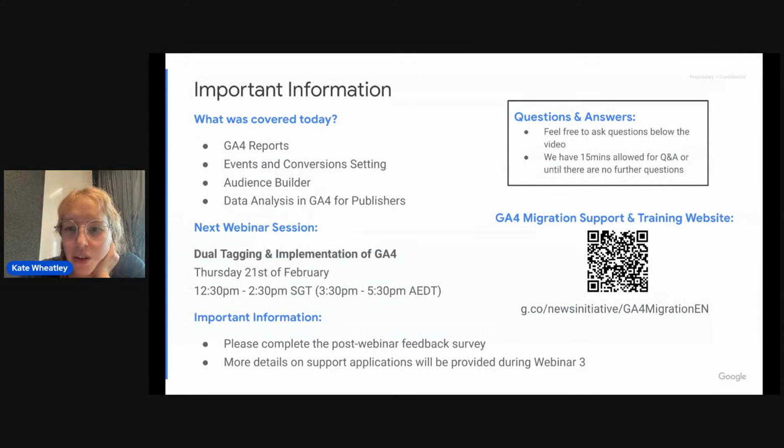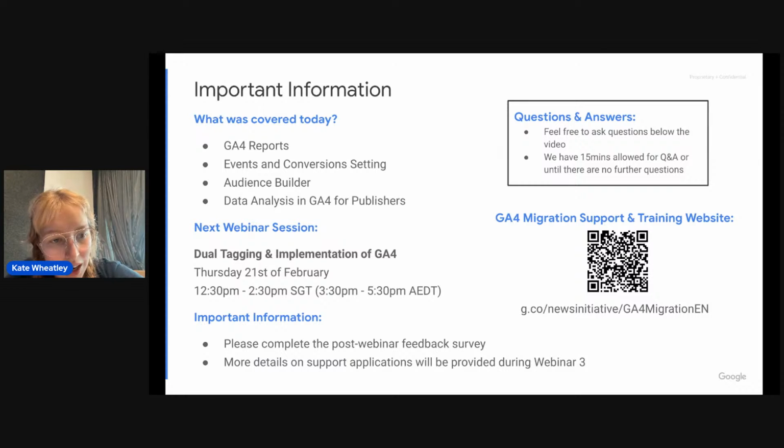So we covered a lot today. We covered reports, so looking at standard, custom, and exploration reports. We spoke about events and conversions, setting up new events and modifying events. We talked about audience building, and turning segments into audiences. And we did a little bit of data analysis for publishers, so looking at those content use cases in the explore section.